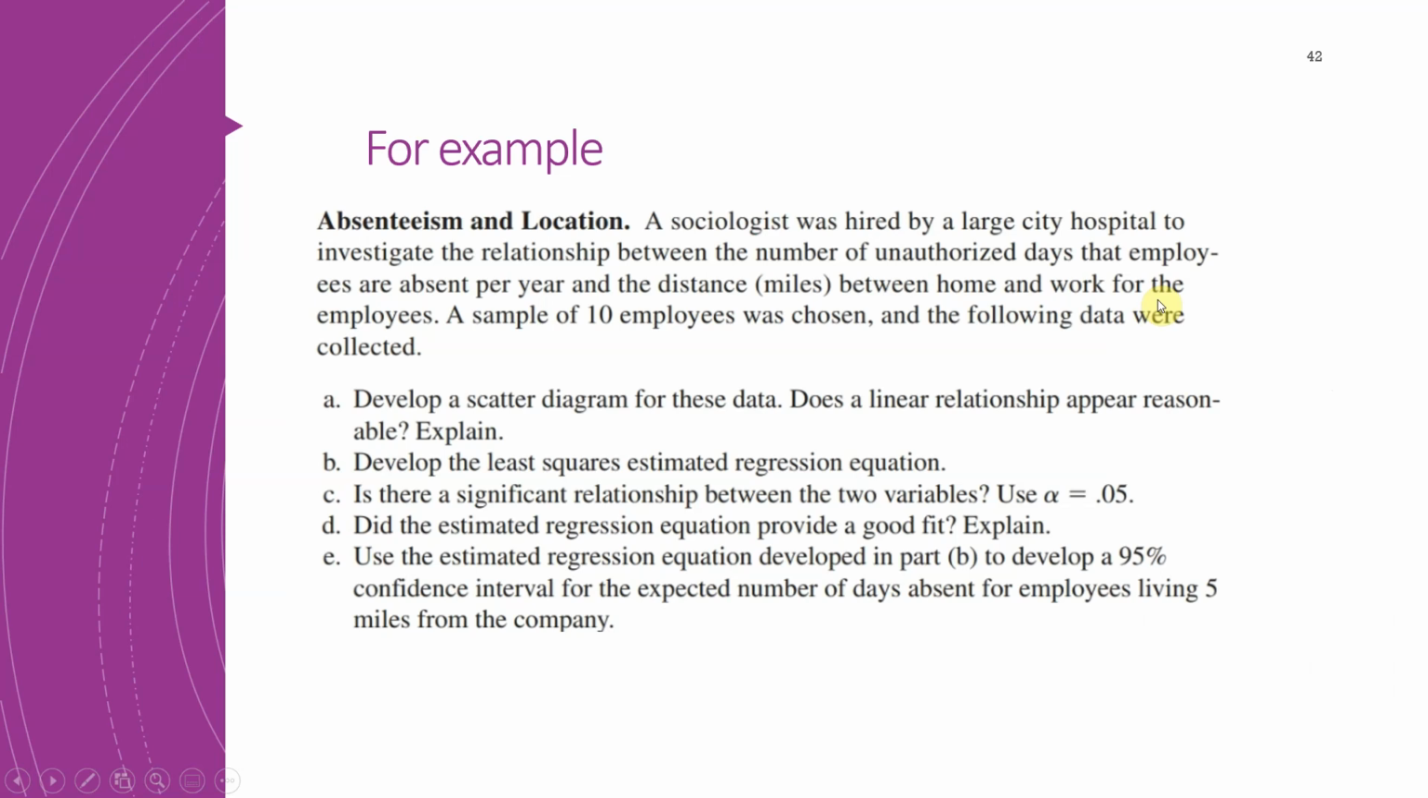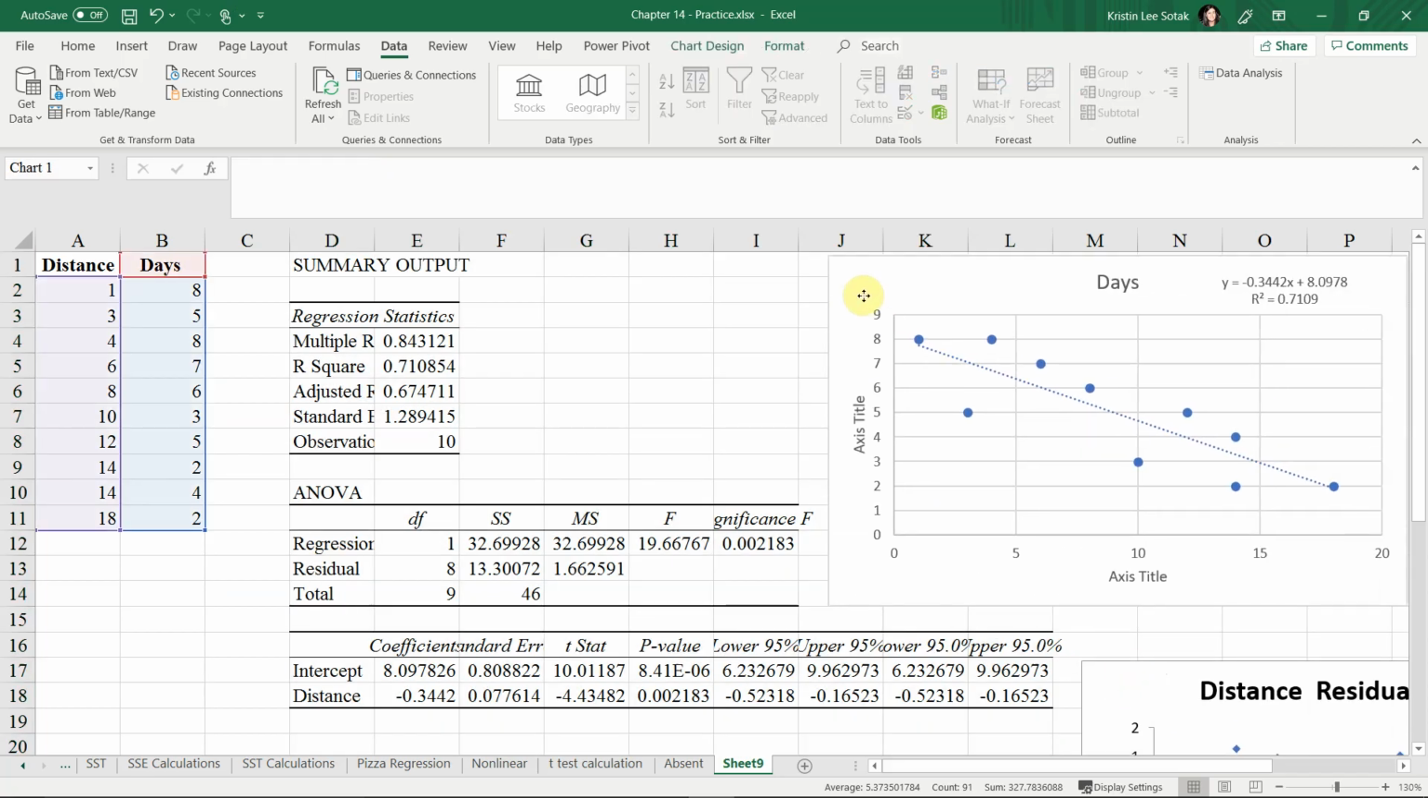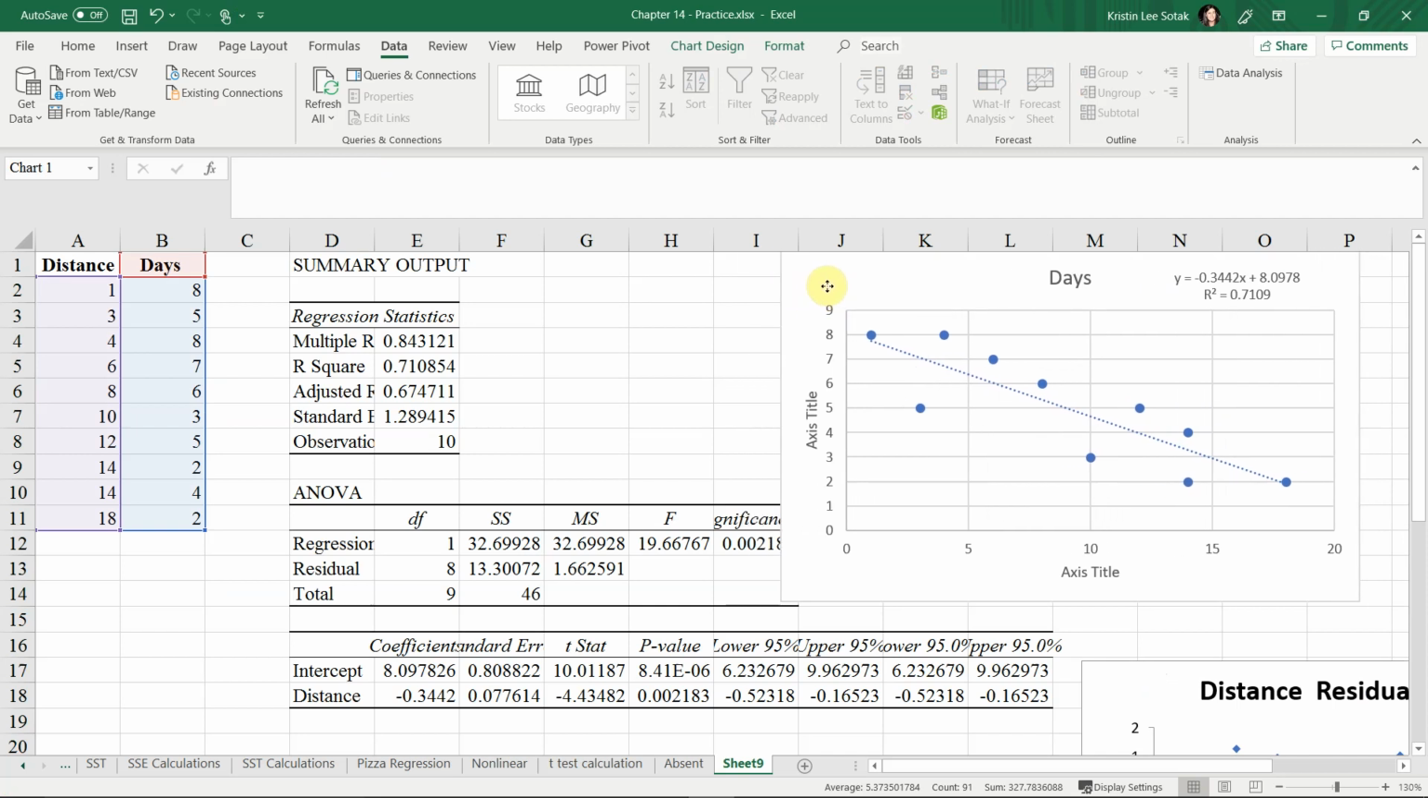And the good news is that this is looking like what we found here. So let's bring our plot that we did over here. We'll notice that the r squared is 0.7109. Those are the same. Our y-intercept is 8.09, and then the distance is negative 0.3442. So all the information is basically converging. This is good. This is making sense.